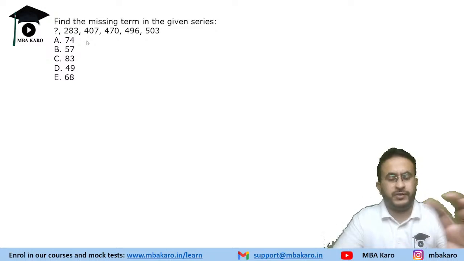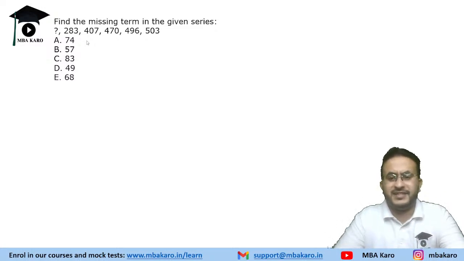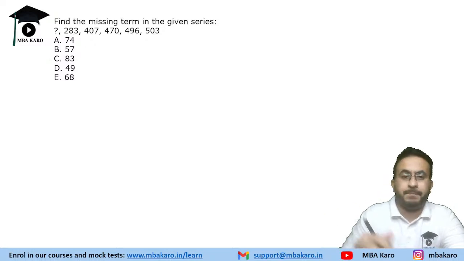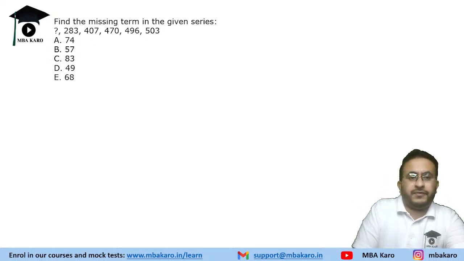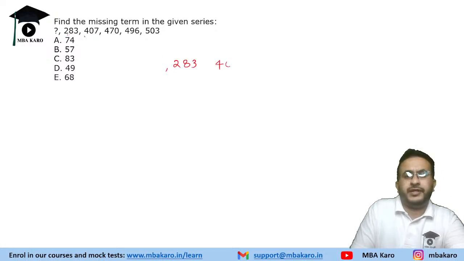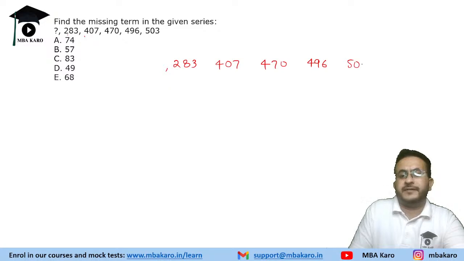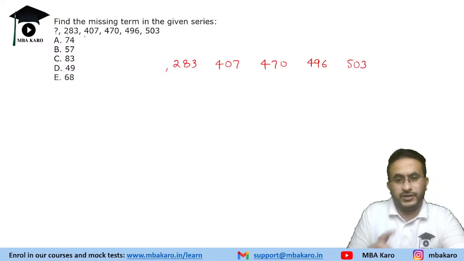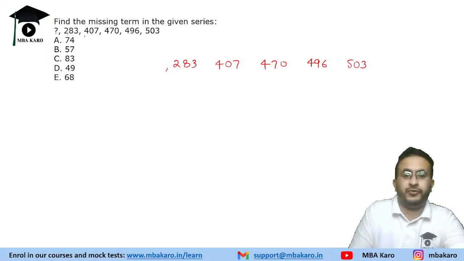ठीक है? So typically 30 seconds के अंदर सीरीज बन जाती है, थोड़े बहुत अगर questions practice किए, नहीं तो छोड़ देना है. Okay, so now here the number is missing, so we will see the series from this side. 283, then we have 407, 470, 496, and 503. Okay, so this is an easy one. I expect all of you to answer this question.